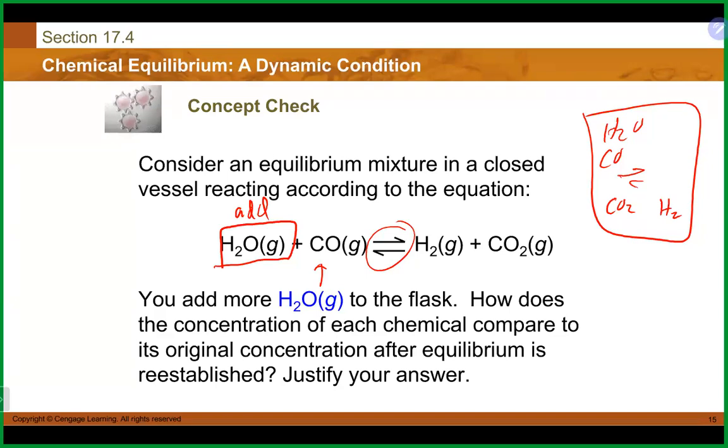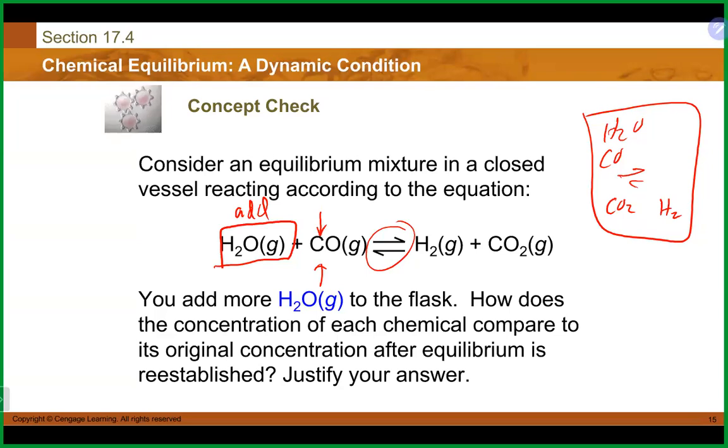Should it go up, down, stay the same? What do you think? So, 33 1/3 shot there. It should actually go down. So in this case, we should actually see the concentration of CO go down. Why does it go down?